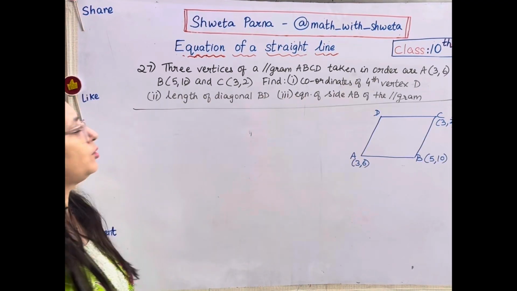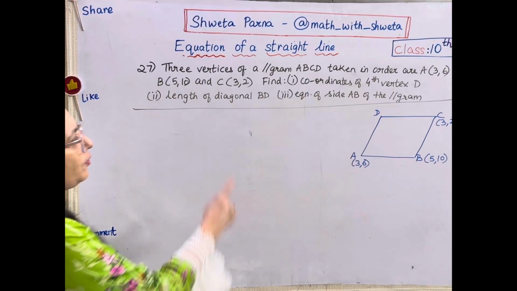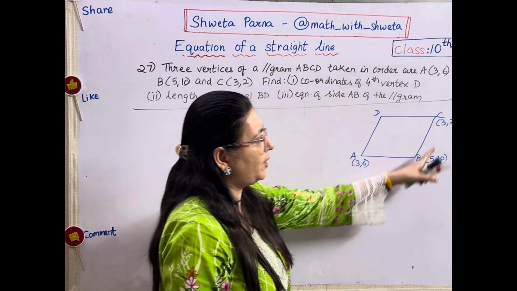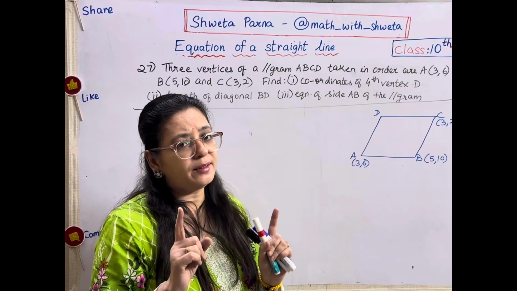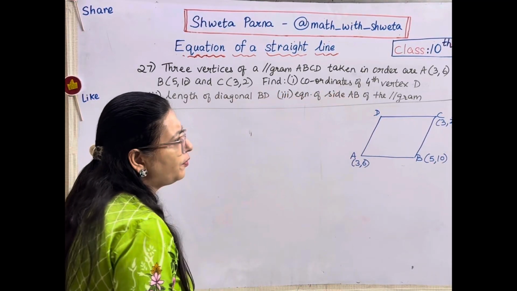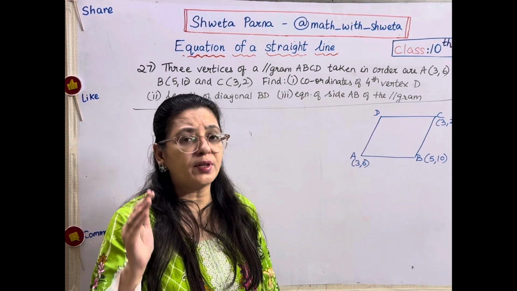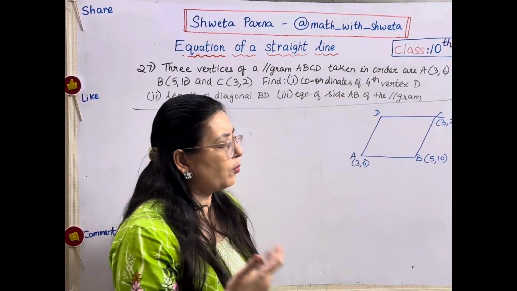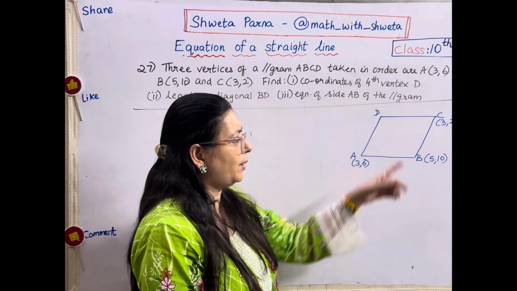Yes kids, let's go to the last question of exercise 14A. Question 27: three vertices of a parallelogram ABCD are given in the order. Find the coordinates of the fourth vertex D. Parallelogram means opposite sides are equal and parallel. Now whenever such a type of question comes, you have to first remember the properties. What are the properties of a parallelogram? Opposite sides are equal and parallel.